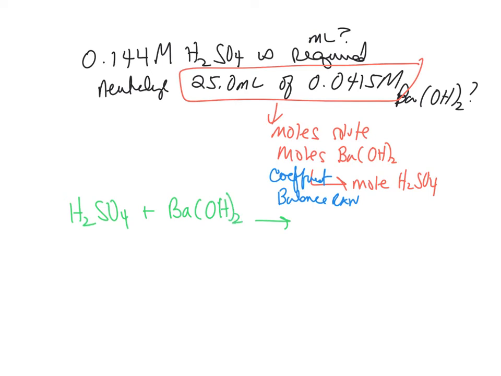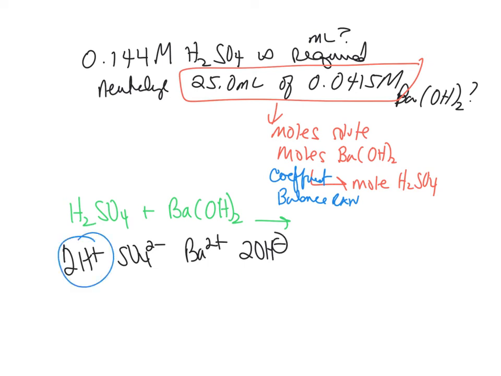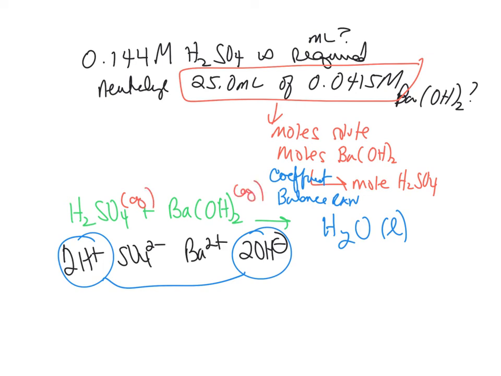and these break down into ions, 2H plus, SO4 2 minus, barium 2 plus, 2 OH minuses, and then the H plus and the OH come together to make water. You can do aqueous, liquid, and then the barium sulfate come together, and that is a solid precipitate, right?